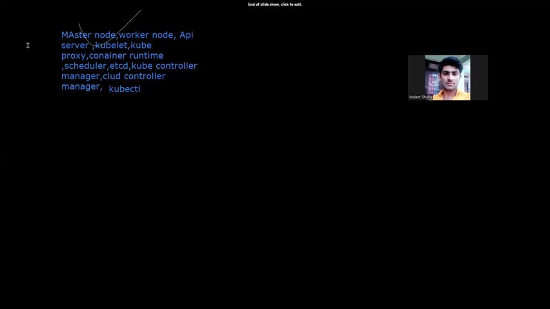What is master node? What is worker node? What is the API server? What is the kubelet? What is the kube proxy? What is the container runtime? What is the scheduler? What is etcd? What is the kube controller? Just I covered it. Master node is basically used to manage the worker nodes. Worker node is nothing but handling the tasks which are given by the master node. API server is nothing but used to communicate, and kubelet is nothing but giving the status of the worker node to the master node, that it is running.